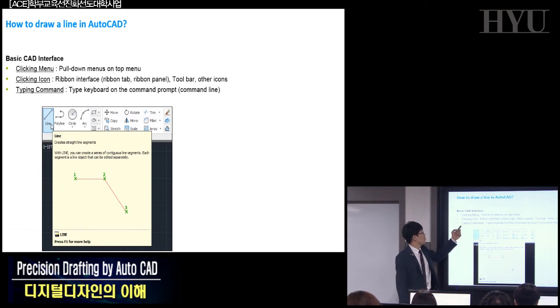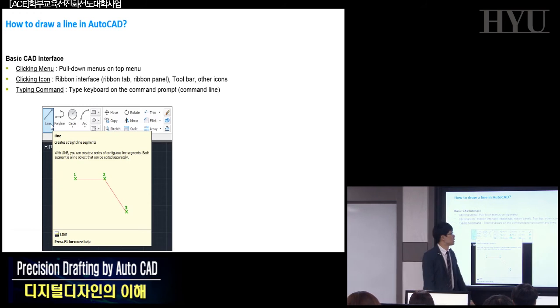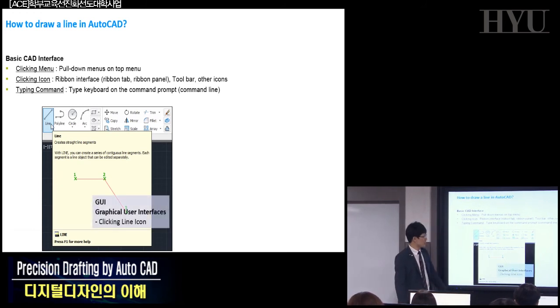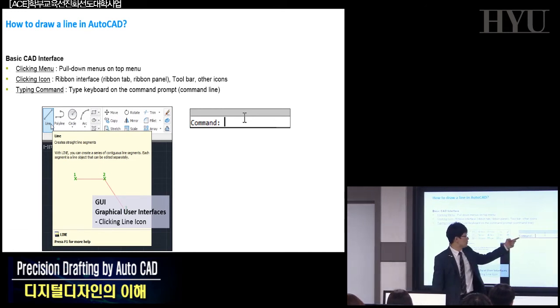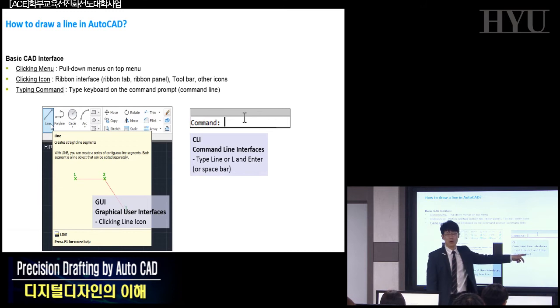But usually we use this one because it's very precise and very fast. Type on the keyboard at the command prompt. This is GUI, but today we're going to use some CLI, command line interface. In the command line, just type L or line. That's it.